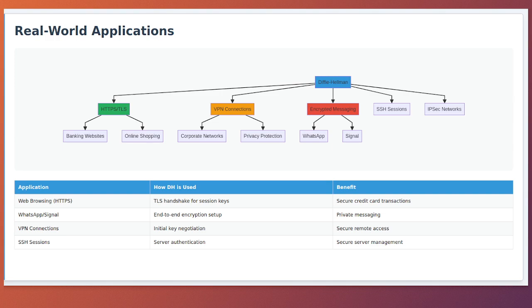The beauty of Diffie-Hellman is that it solves a fundamental problem. How do two parties agree on a secret key over an insecure channel? This capability is the foundation of modern secure communication.